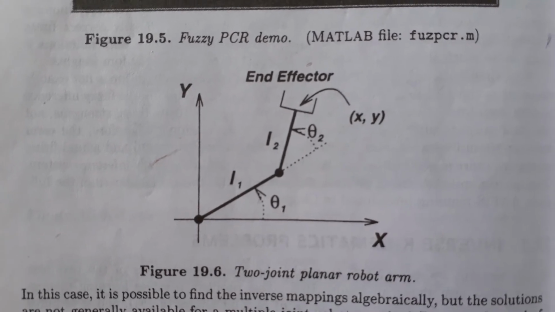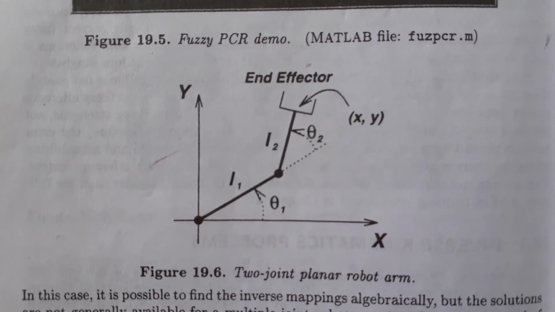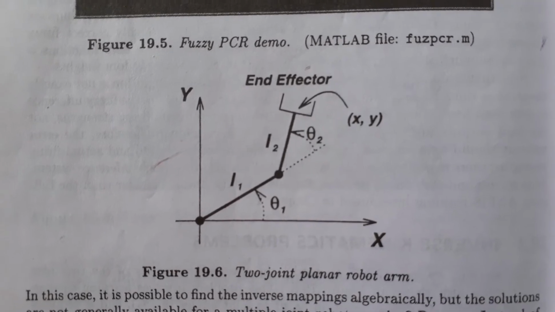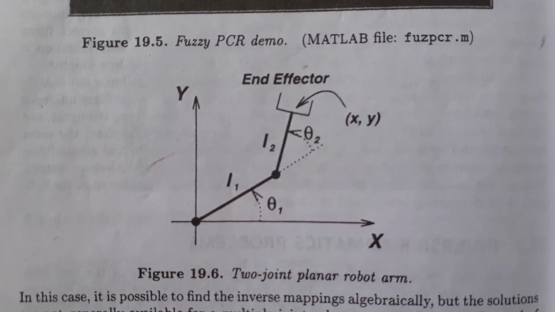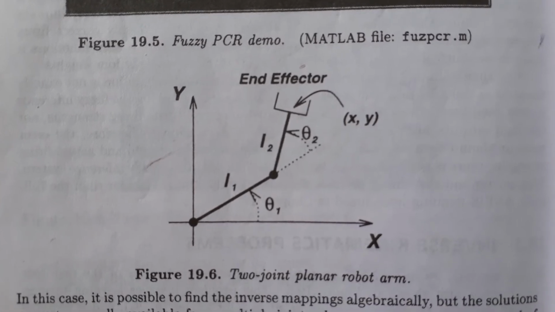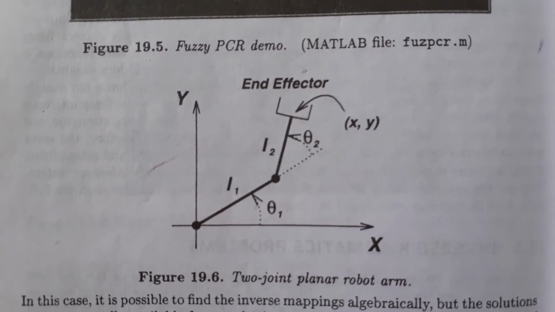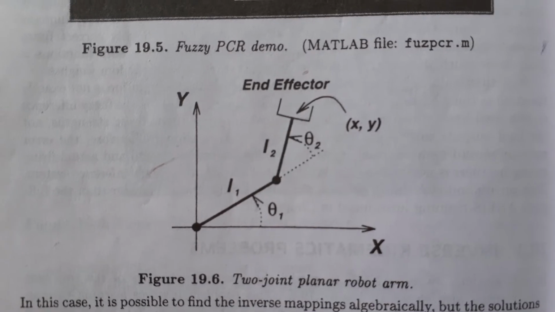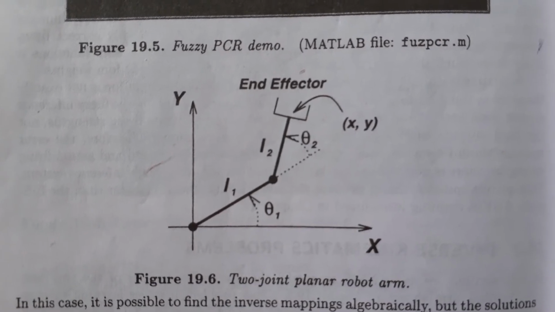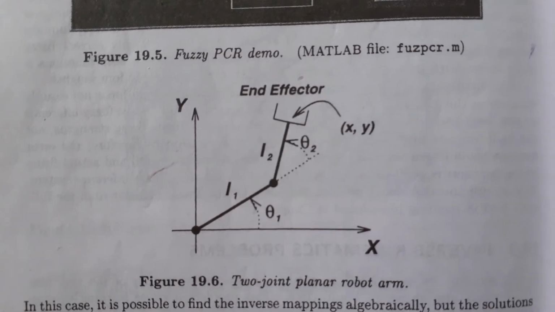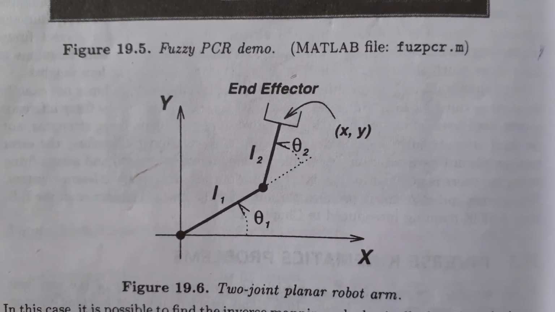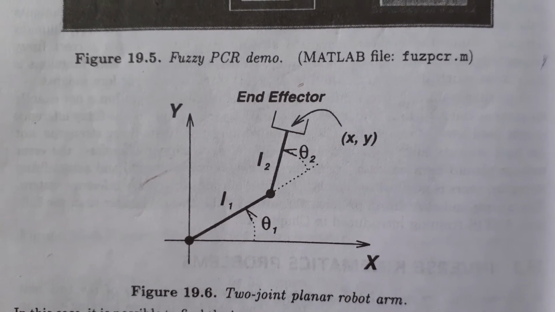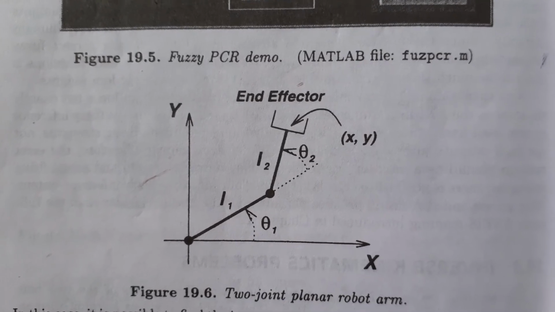The form of training data pairs is x, y, theta 1 and x, y, theta 2 respectively to train two ANFIS systems. 3 membership functions are used for each input. There are 9 rules and 45 parameters for each ANFIS.